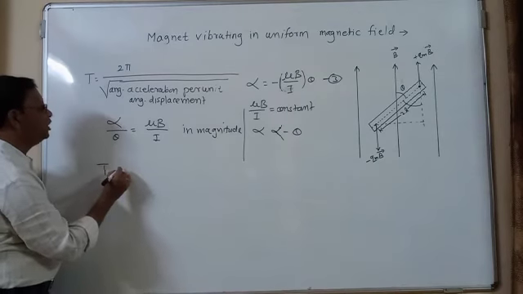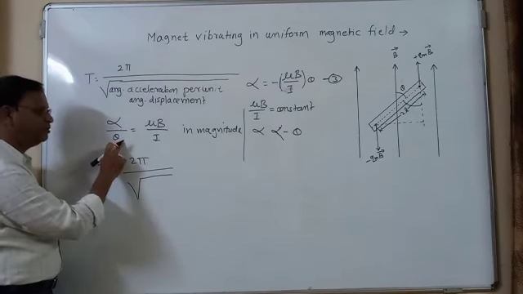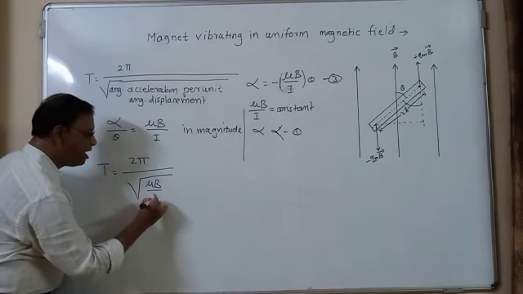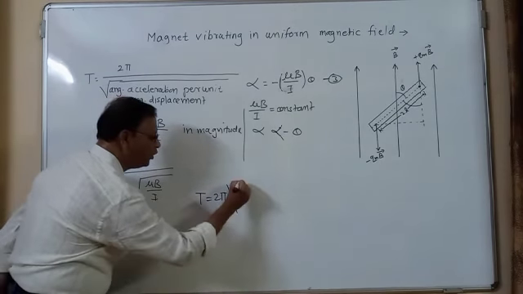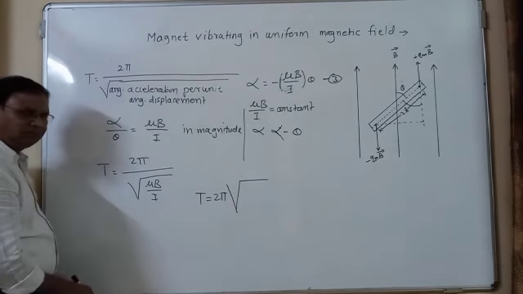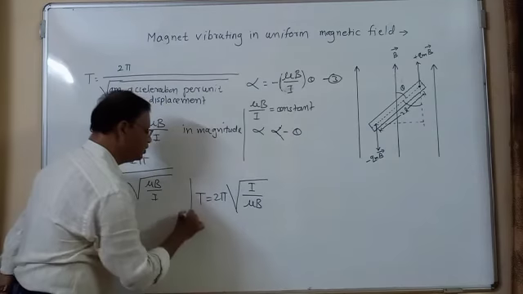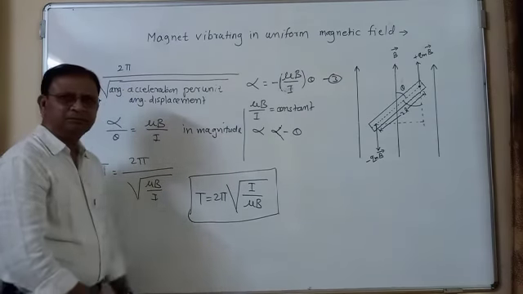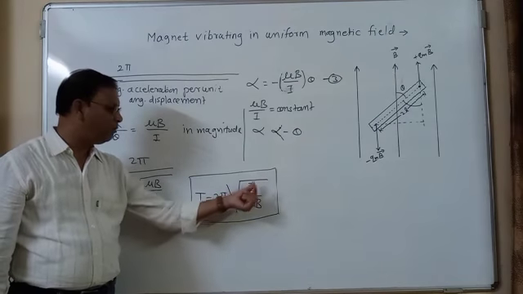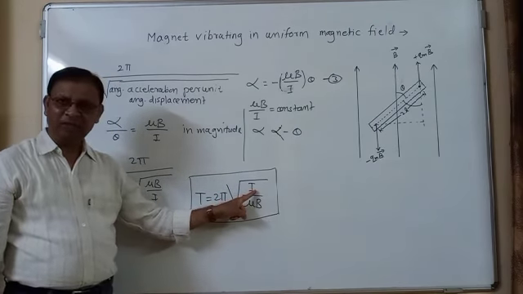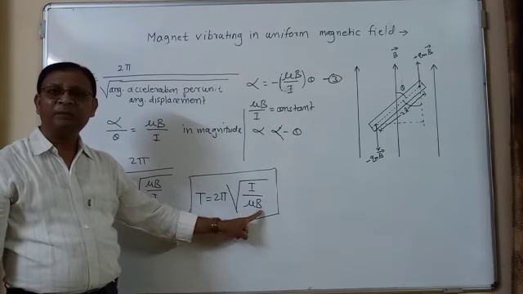So T is equal to 2 pi divided by square root of angular acceleration per unit angular displacement, that is mu B divided by I. Or we can write this as T is equal to 2 pi into square root of, taking this upward, I upon mu B. So this is the formula for the period of a magnet vibrating in uniform magnetic field, that is T is equal to 2 pi square root of I upon mu B, where I is the moment of inertia of the bar magnet, mu is the magnetic dipole moment, and B is the strength of magnetic field.